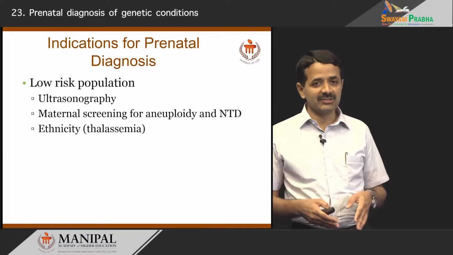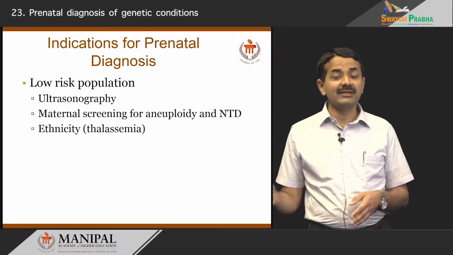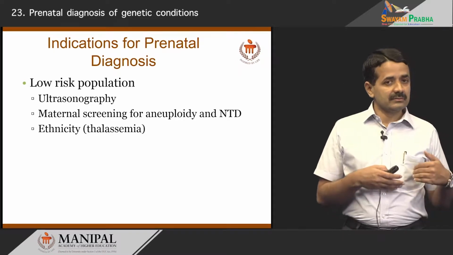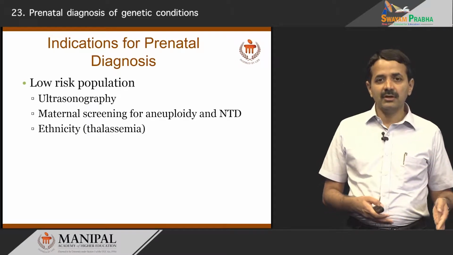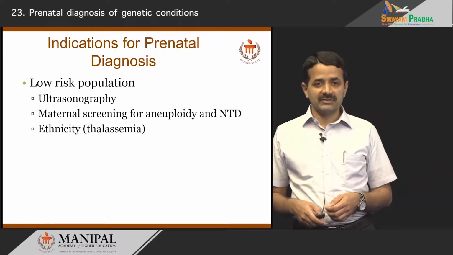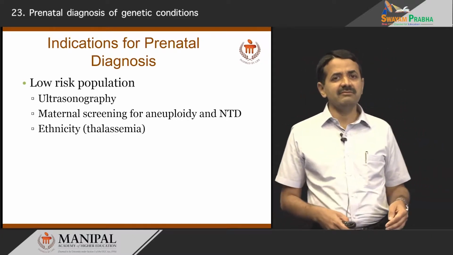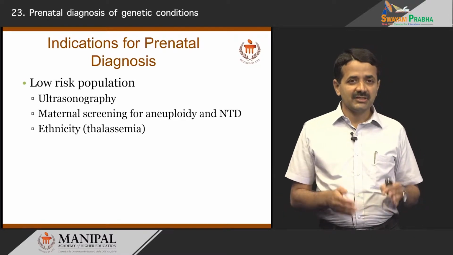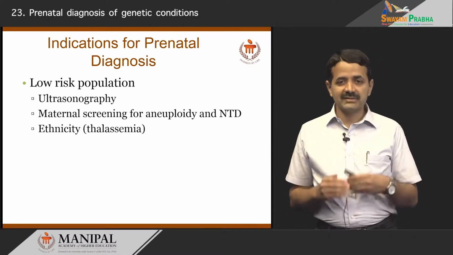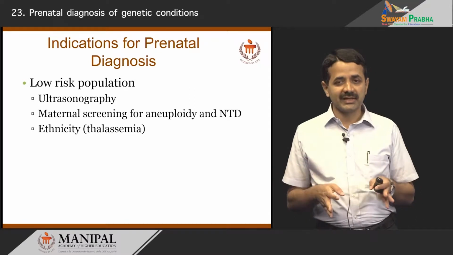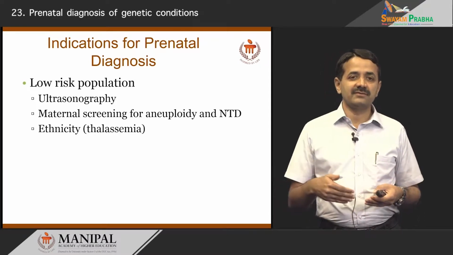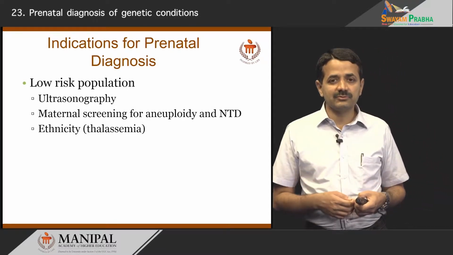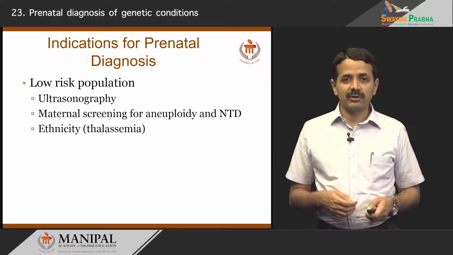It may also be a person who, because of ethnicity, is predisposed to certain genetic disorders, for example, thalassemia, which is highly prevalent in India, or a Jew where Tay-Sachs disease is very common, or a Caucasian where cystic fibrosis is very common. So, depending on ethnicity, we might have different indications in different populations for certain diseases. I am talking about the low risk, who do not have any other reason for prenatal diagnosis. There is a basic list of tests or prenatal diagnostic methods which we do for detection of genetic problems.